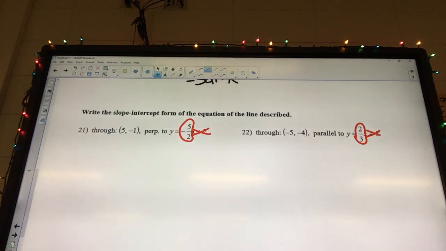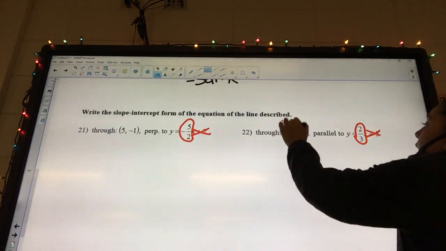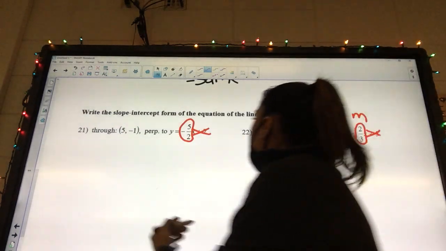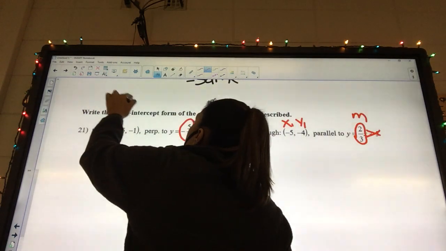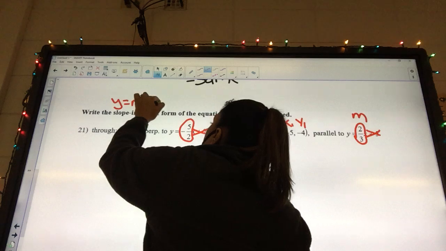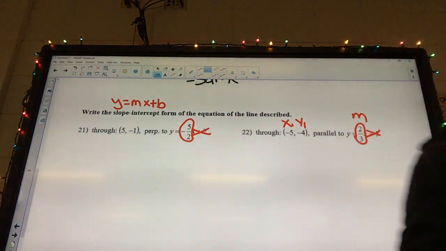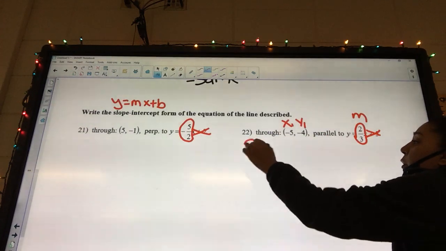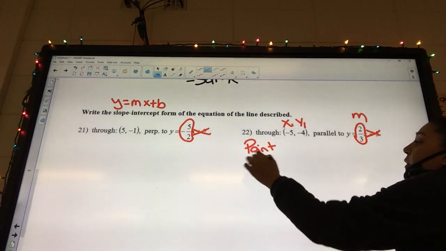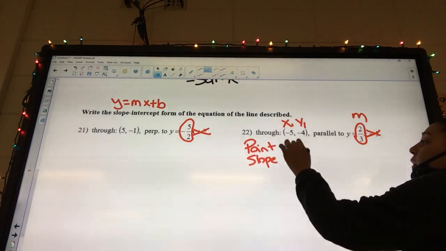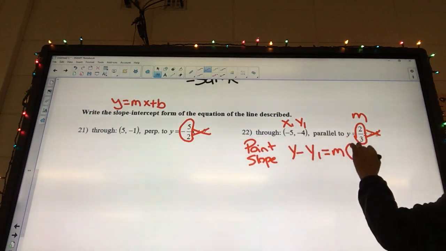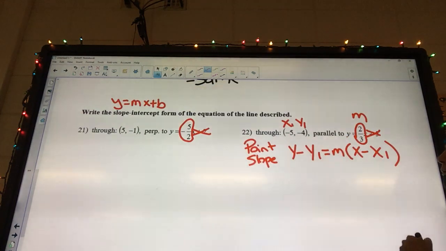So when we look at 22, I have this point and this slope. And we know that we keep the slope the same. Okay, and this is the form that we needed, y equals mx plus b. Given this, the first formula that we need to use is point slope, which is y minus y1 equals m(x minus x1).